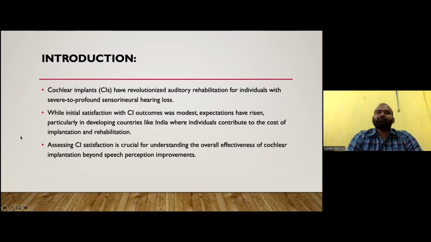So coming to the introduction, first of all, cochlear implants have revolutionized auditory rehabilitation for individuals with severe to profound sensorineural hearing loss. While initial satisfaction with cochlear implant outcomes was modest, expectations have risen, particularly in developing countries like India, where individuals contribute to the cost of implantation or rehabilitation. So assessing cochlear implant satisfaction is crucial for understanding the overall effectiveness of cochlear implantation beyond speech perception and improvements.